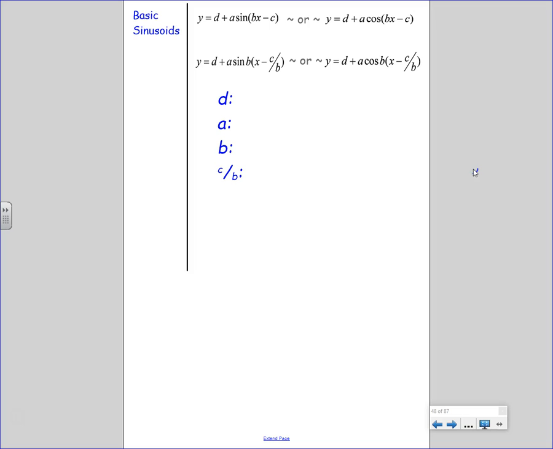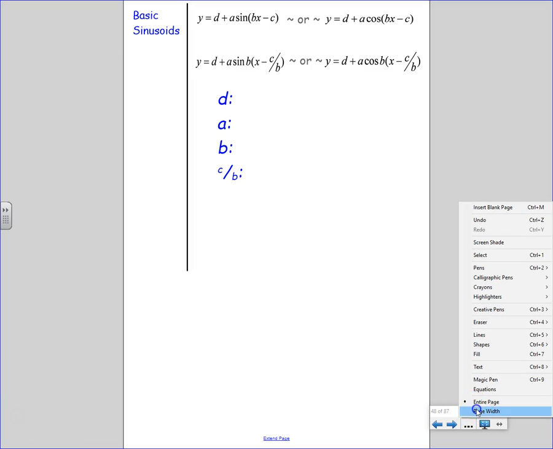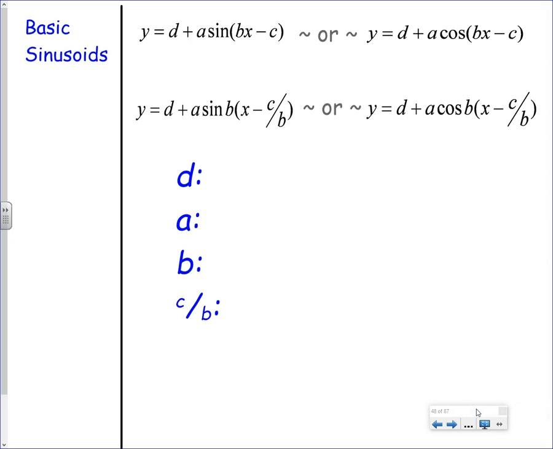But the problem is, can other transformations occur to a sine or cosine? And the answer is yes. Vertical transformations, vertical dilations, vertical stretches and shrinks are only one of many that can occur.